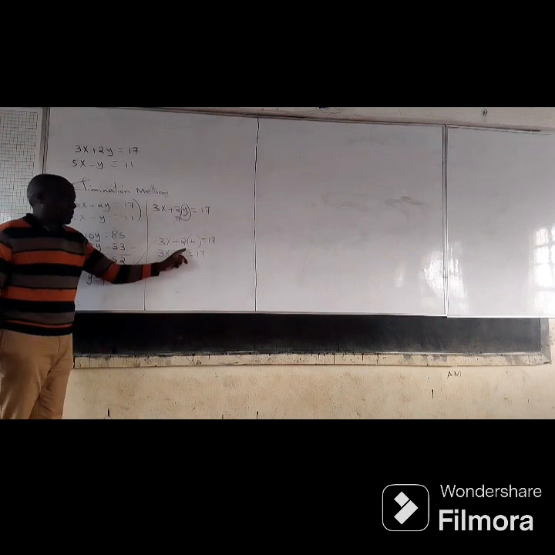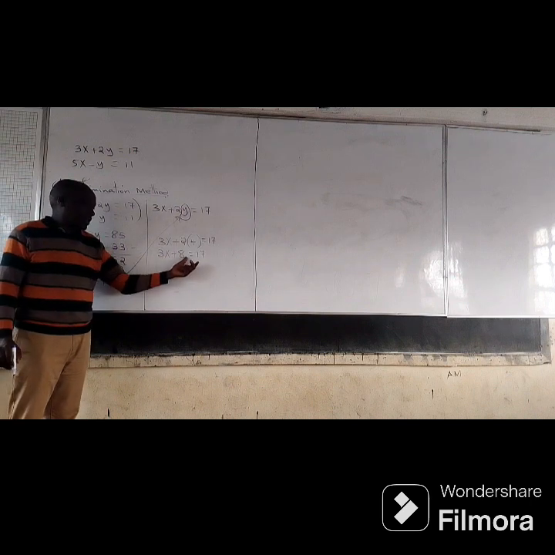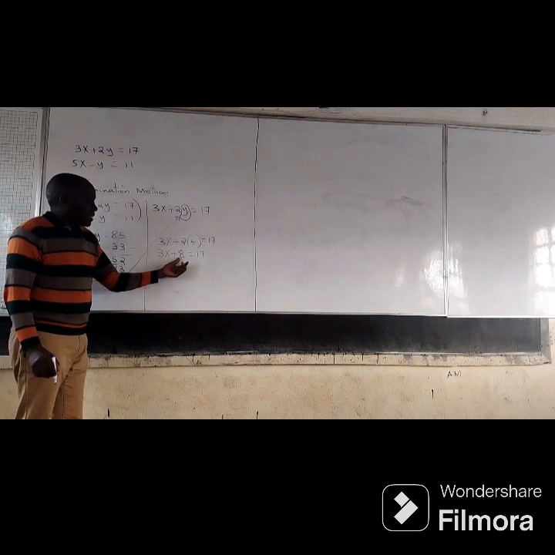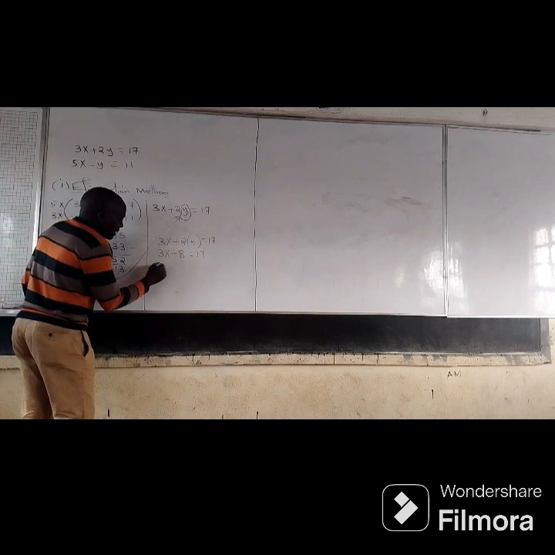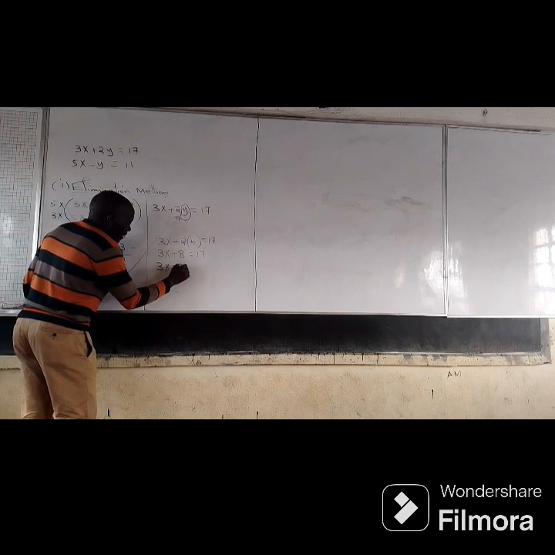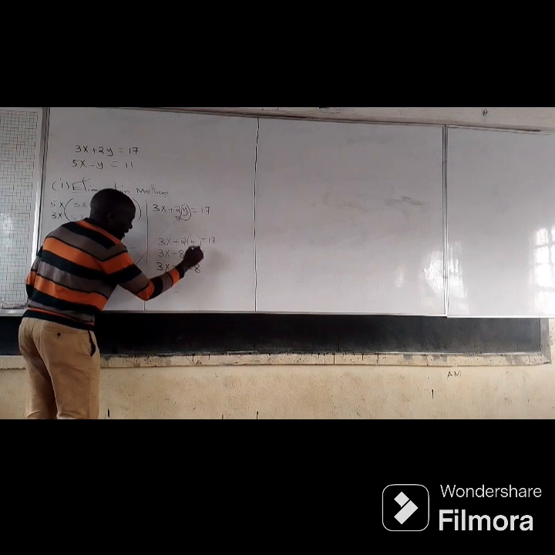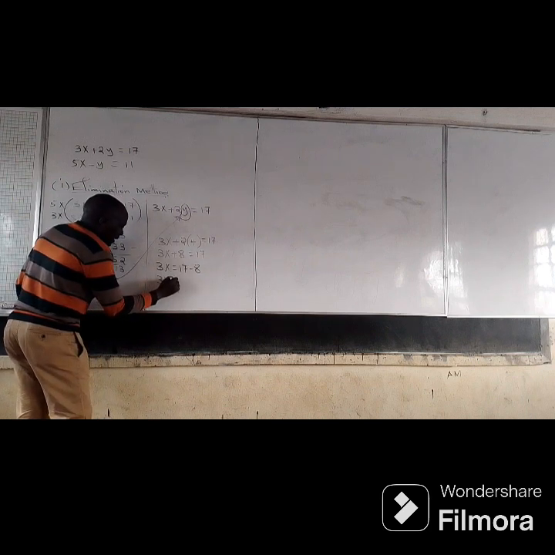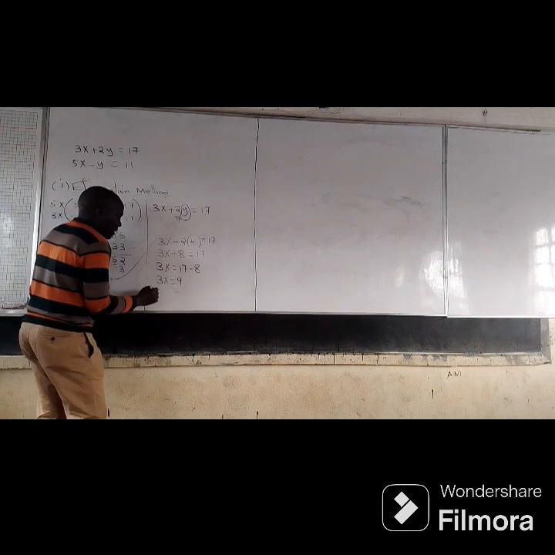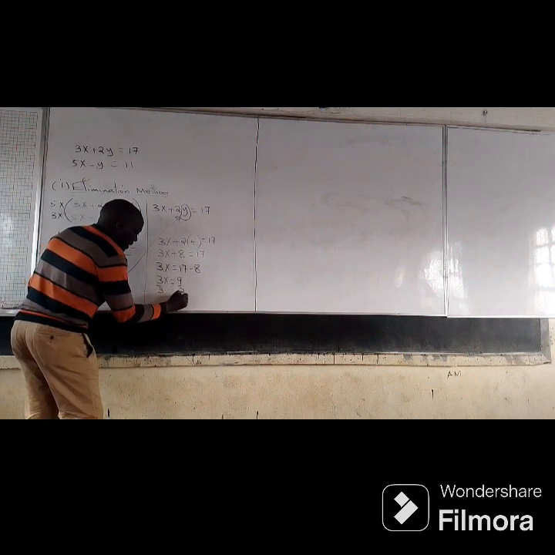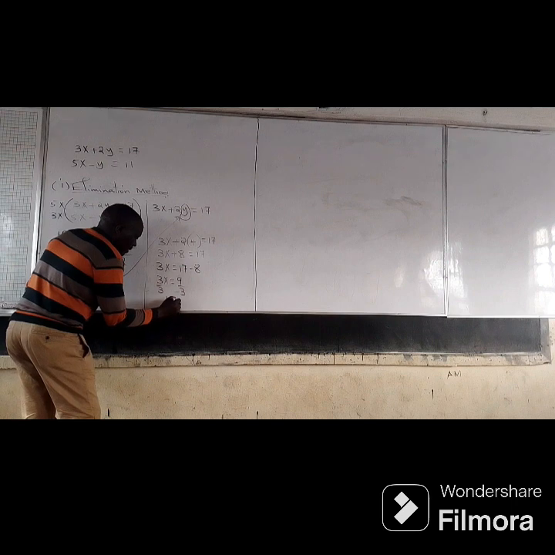So we are going to shift this 8 to the other side because it doesn't contain x. It is positive here, and when it goes to the other side, it becomes negative. So we have 17 minus 8. Therefore, 3x equals 17 minus 8, which is 9. Then we divide by 3, and the value of x is 3.